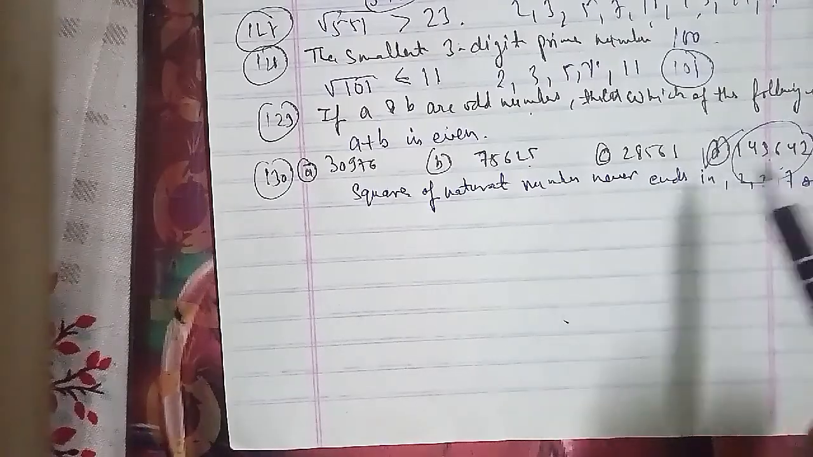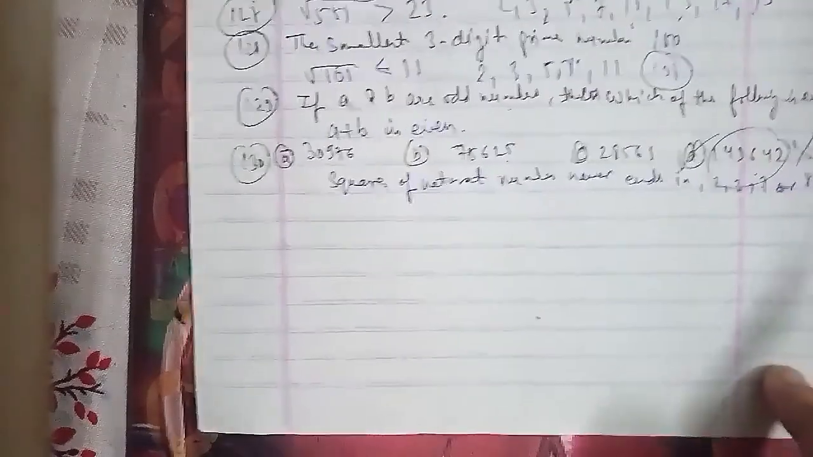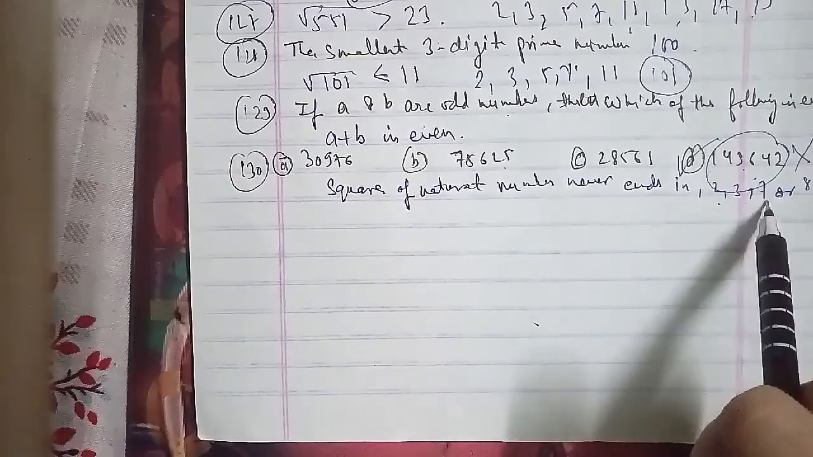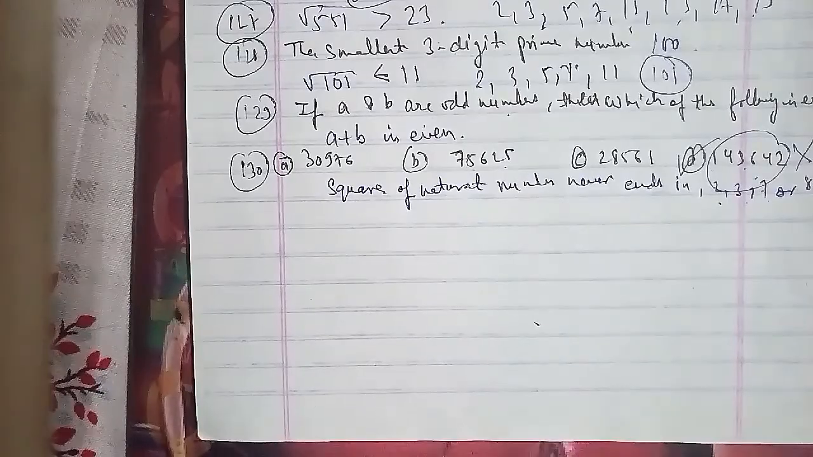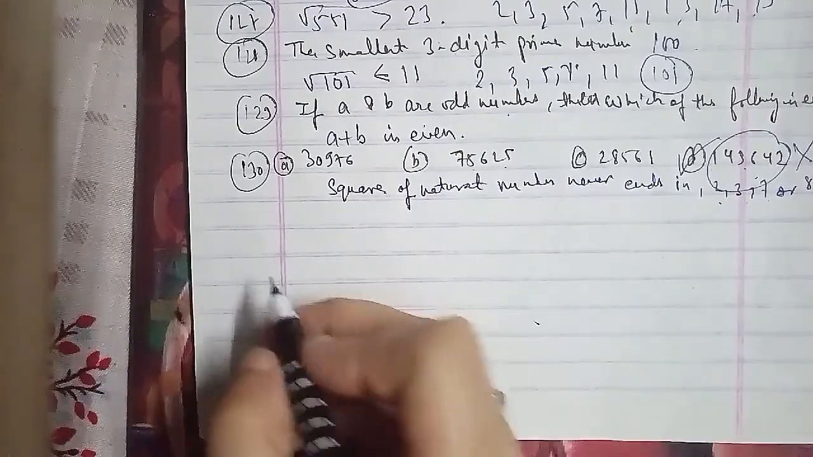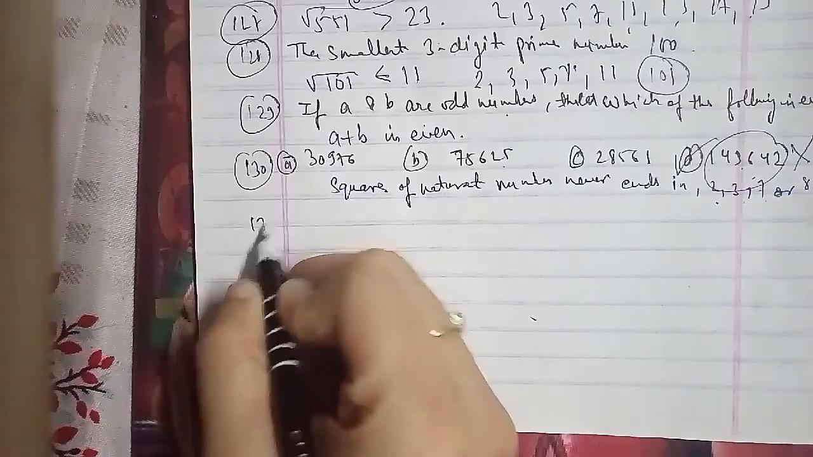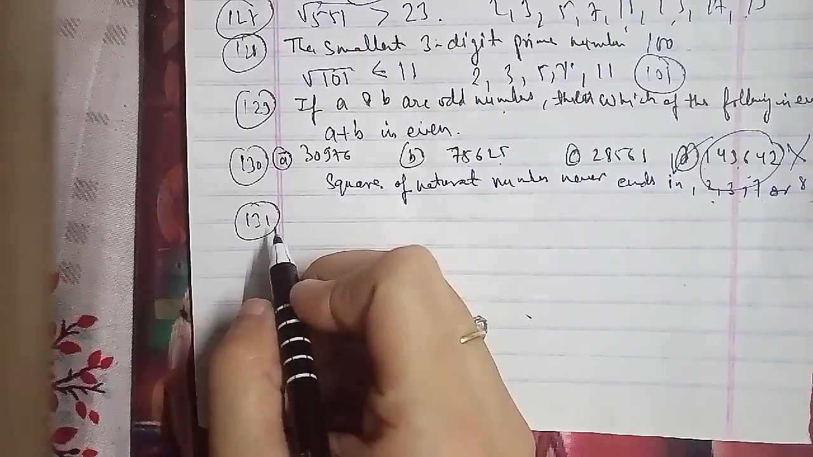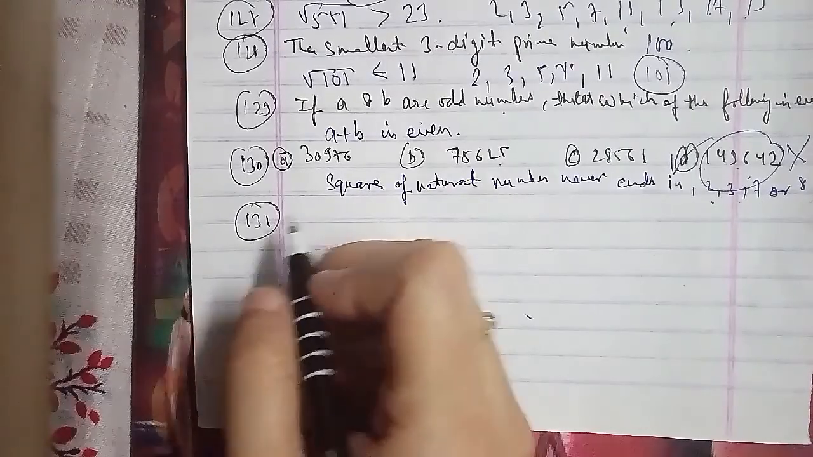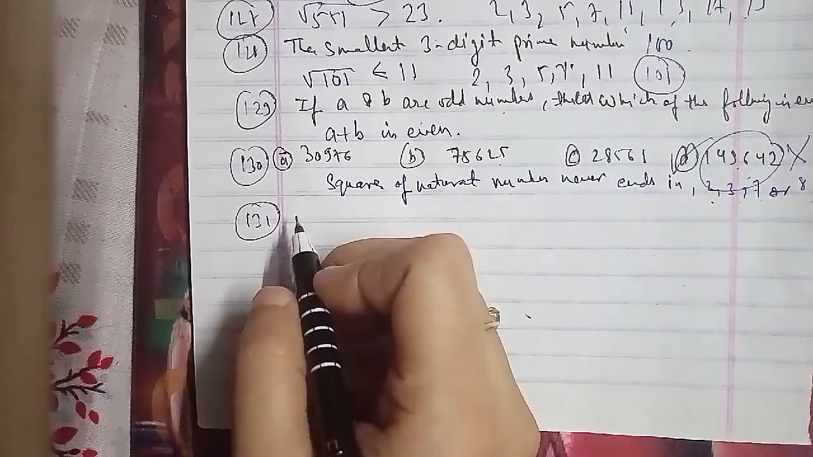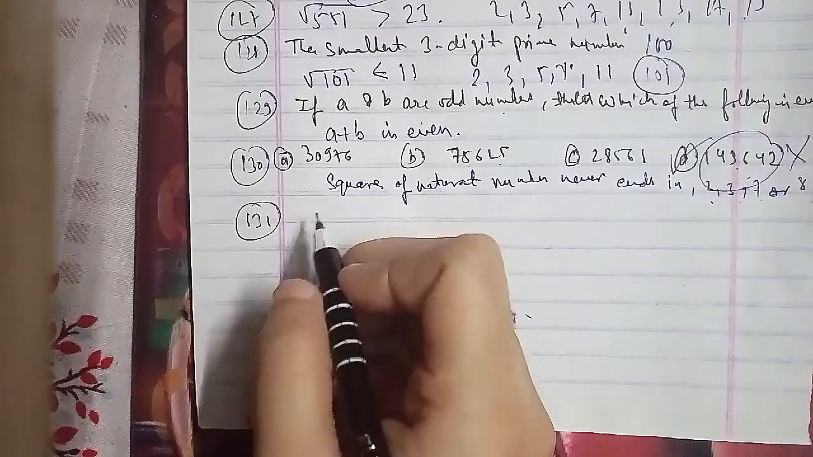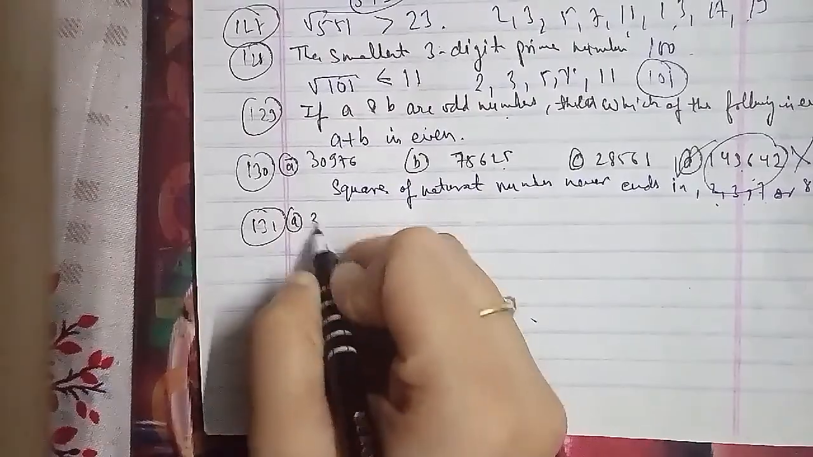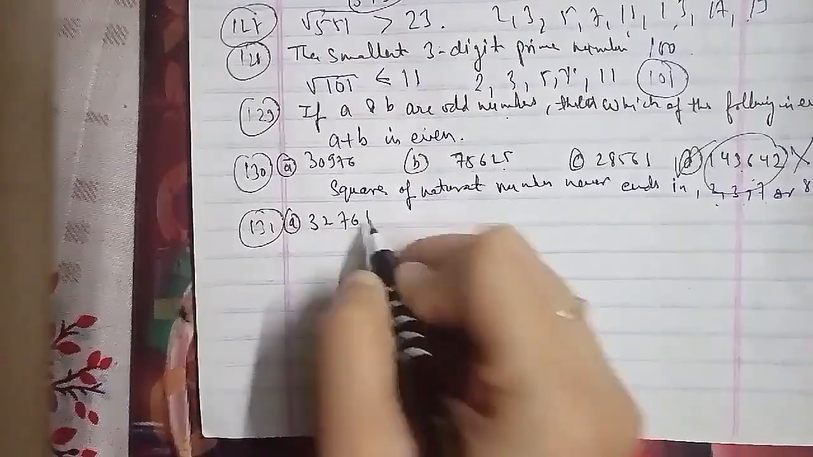Now we'll go ahead with another question, which is the 131st question of the session. The question we have is: which one of the following cannot be the square of a natural number? The options we have are A, 32761, B option, 81225, C, 42437, and D is 20164 here.